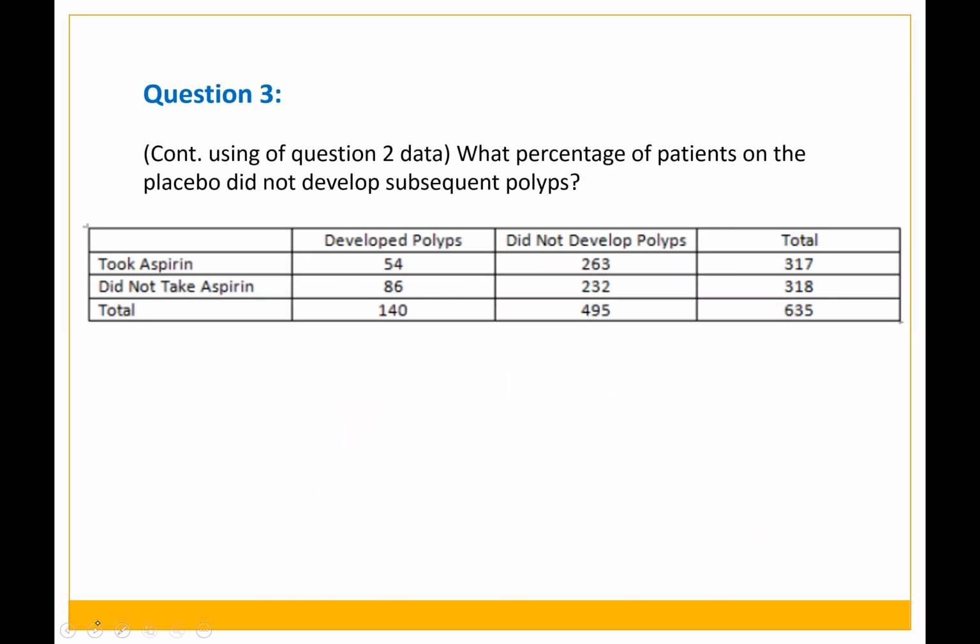Now it's the same thing, question 3, but it's asking what percentage of patients on the placebo did not develop subsequent polyps. So they want you to choose whoever did not take aspirin and did not develop subsequent polyps. So it's going to be 232 on the placebo. Now let's see what it is divided by. Now it's on the placebo did not develop subsequent polyps. So it's going to be 232 divided by 495.